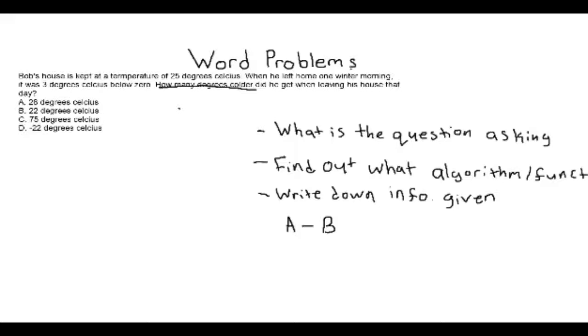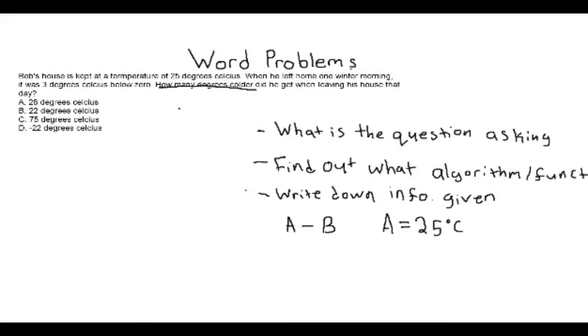Now we're going to enter the third step, which is write down the information given. Because we have the function, now we just need to know what are going to be the inputs of the function. So the temperature inside the house, which we said was A, the problem says it was 25 degrees Celsius.